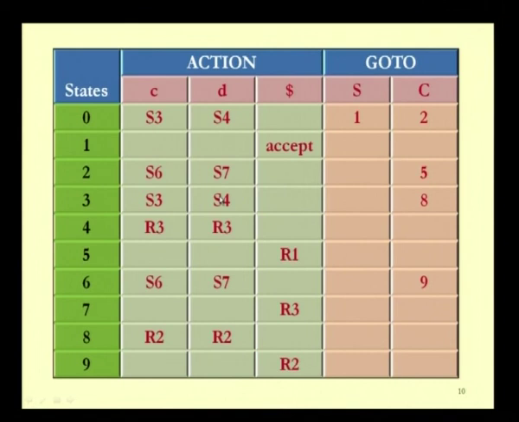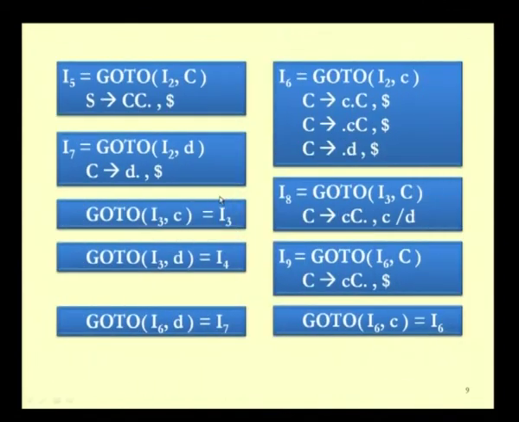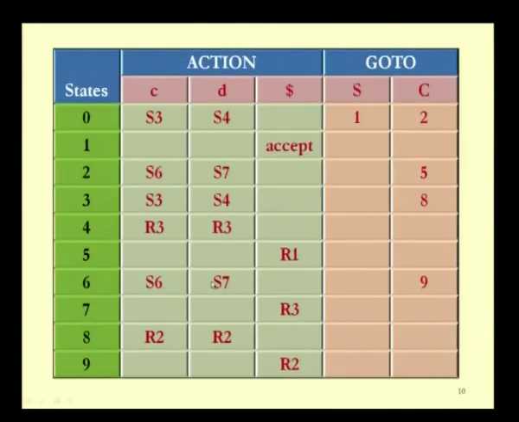And now we can look at what is happening in the state number 6. In state number 6 we have two transitions once again. 6 comma D goes for I7 and 6 comma small c goes for I6. So, we will be having S6 and S7 as the transitions. So, that is all about the various shift actions.